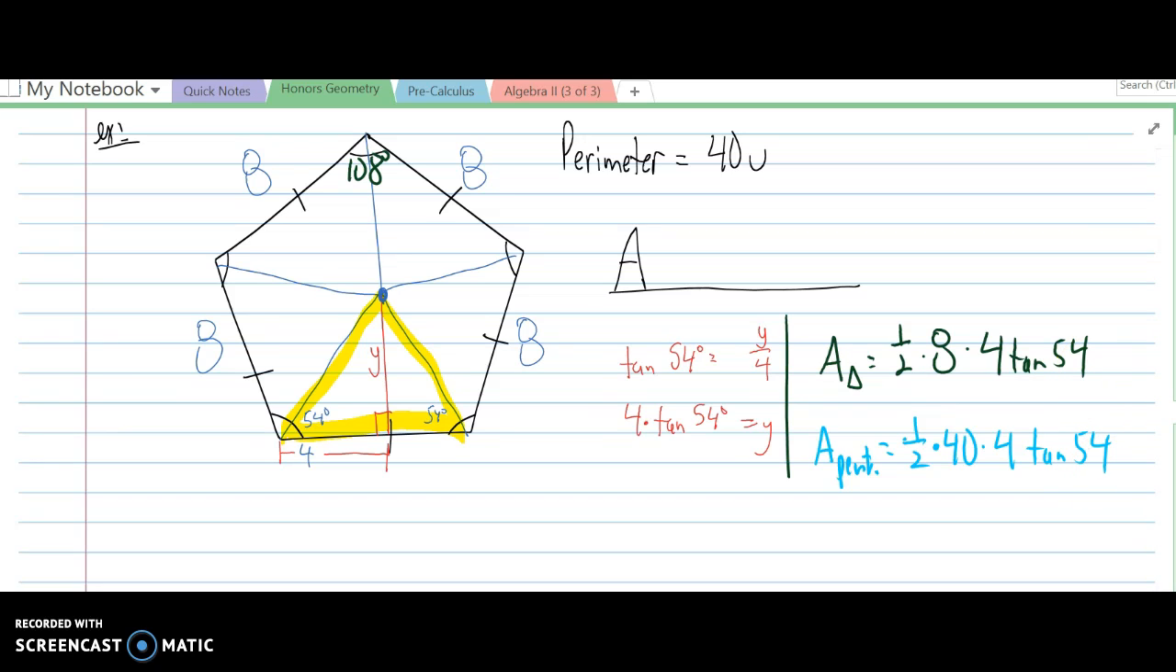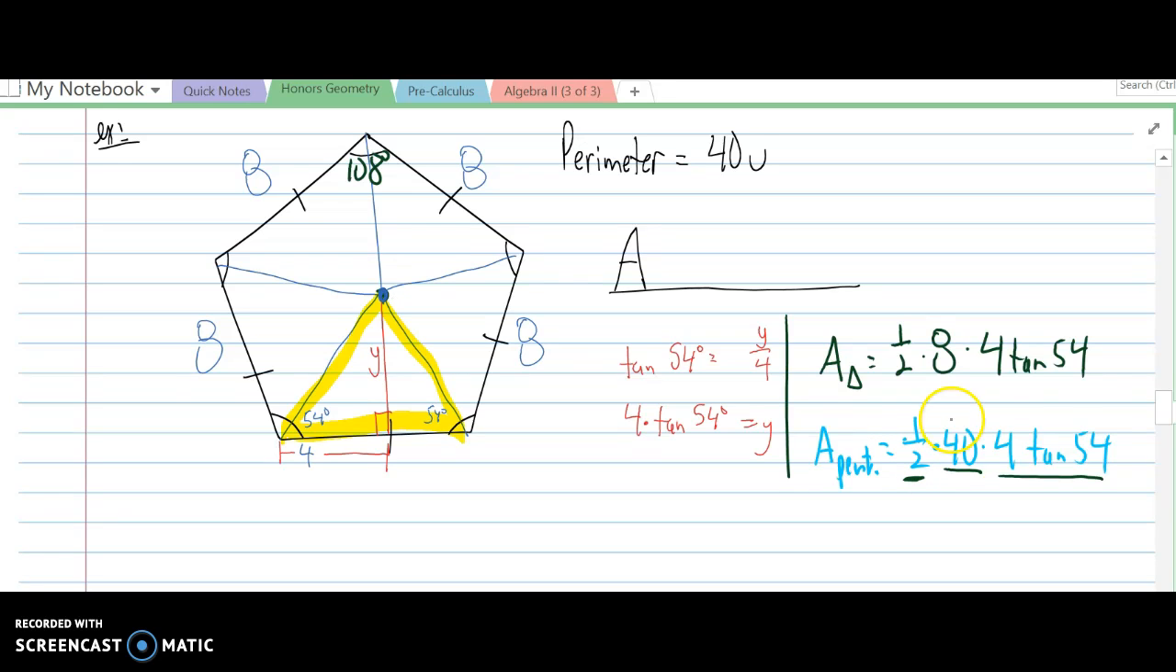And I want to look at this equation I have now in terms of parts. The 1/2 is in it because that's the area of a triangle, 1/2 BH. The 40 represents the perimeter of the original regular pentagon. And the 4 tangent of 54 is the distance from the center of the regular polygon to the middle of one of the sides. It's the distance to each one of those sides. It's the shortest, it's a perpendicular distance. We call that the apothem.